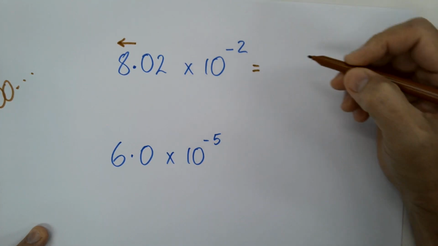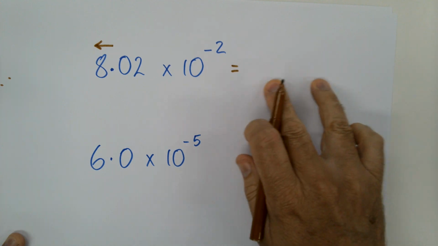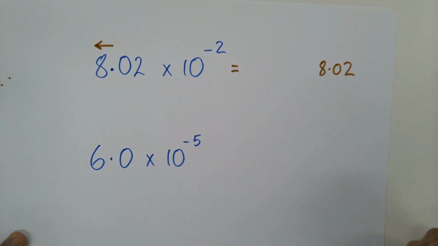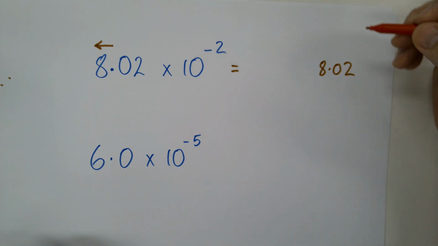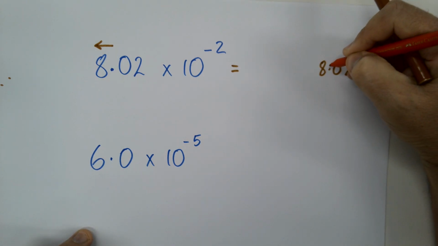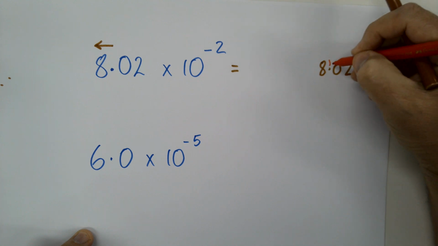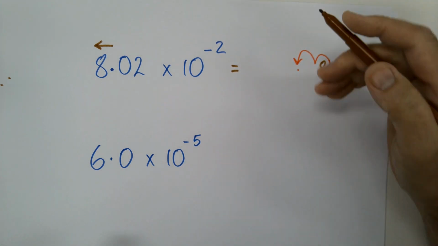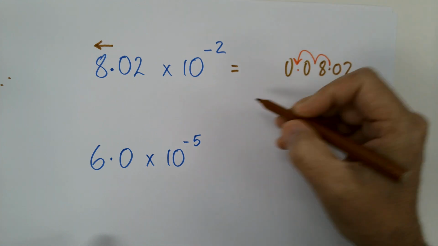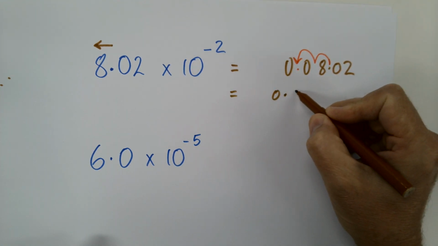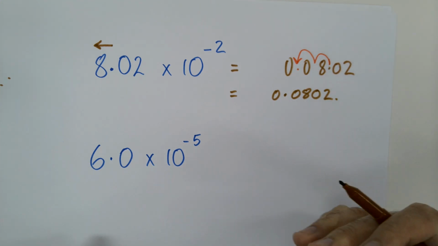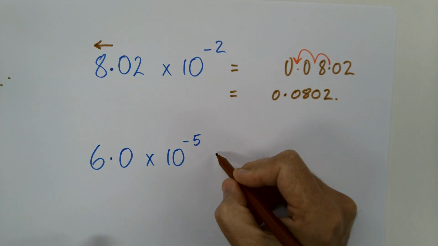All right, so same thing. I'm just going to leave myself some space at the front here. I'm going to write 8.02, but now I'm jumping that way. I've got to jump 2: 1, 2, so it lands there. And I fill in the gaps, so that's going to be 0.0802. Again, it's counting, it's just in the other direction.